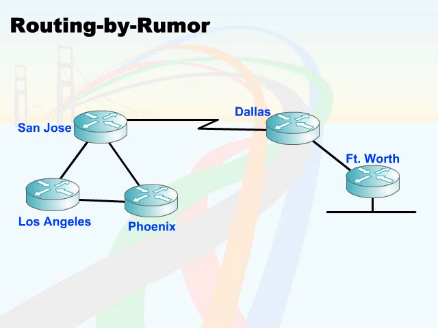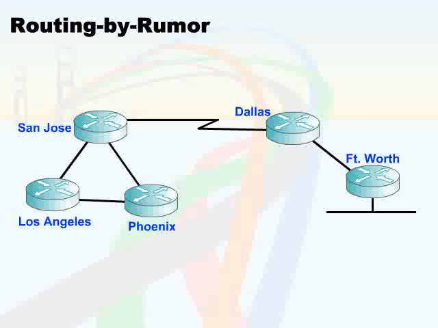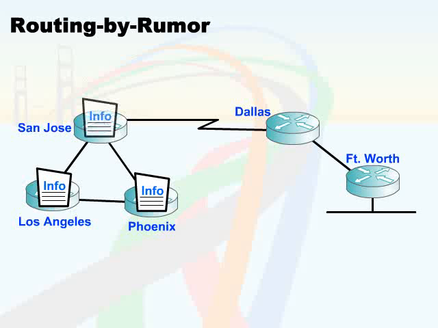Well, when we look at what a distance vector routing protocol is going to do, every one of these routers is going to generate information about its local routes, and it's going to send it to all of its neighbors in a broadcast fashion. And that means Los Angeles and Phoenix and San Jose will send each other information about everything they know, including information that they have learned from other routers.